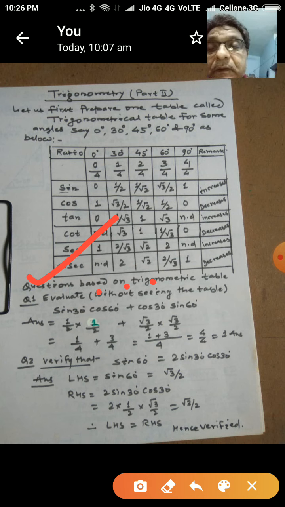And again the question is, in case of sec, since values go from 1 to not possible, indicating towards a larger value, the value increases as the angle increases. But in cosec, since it is not defined, starting from not defined and coming down to 1, it decreases as the angle increases. So I think we have taken 5 minutes here just to learn the technique of this table for its preparation.